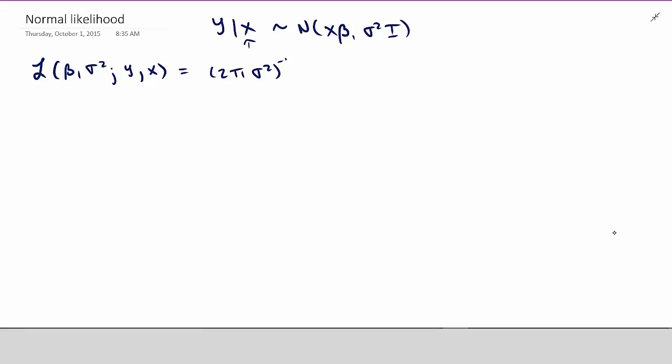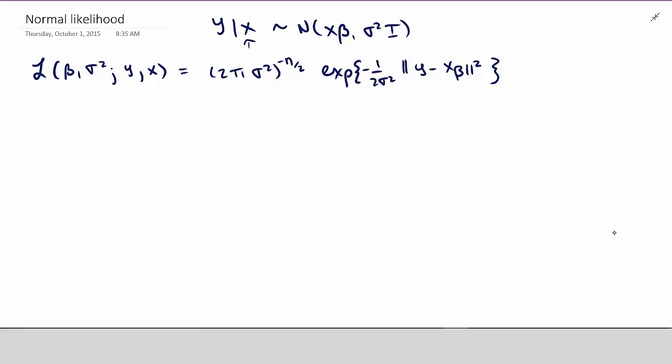sigma squared to the negative n over 2 exp of minus 1 over 2 sigma squared norm y minus x beta squared. And so if we wanted to obtain maximum likelihood estimates, we would maximize this likelihood with respect to beta and sigma squared. But I often find, since everything's sort of a product and exponentiated, it's probably easier to maximize the log of the likelihood than it is to maximize the likelihood. And because the log is an increasing monotonic continuous function, the argument maximum is going to be the same.